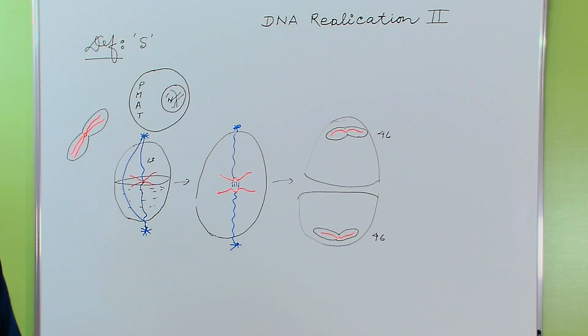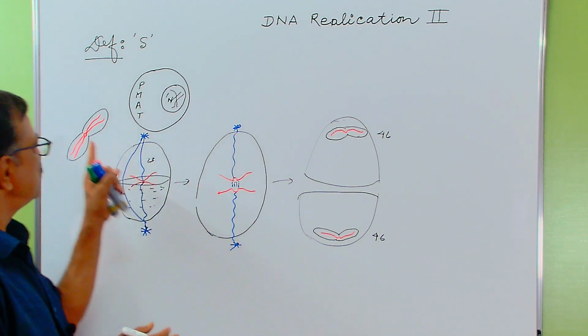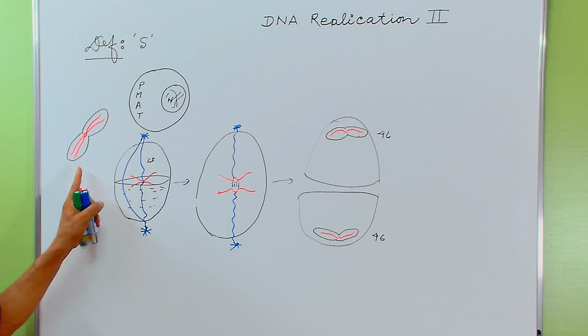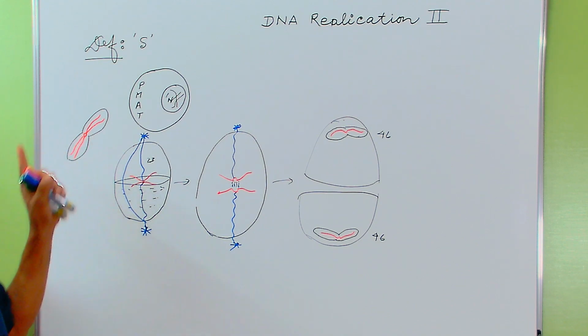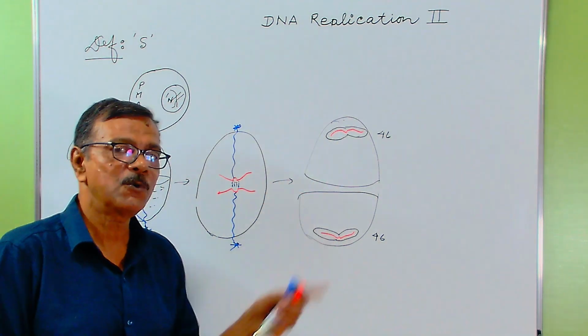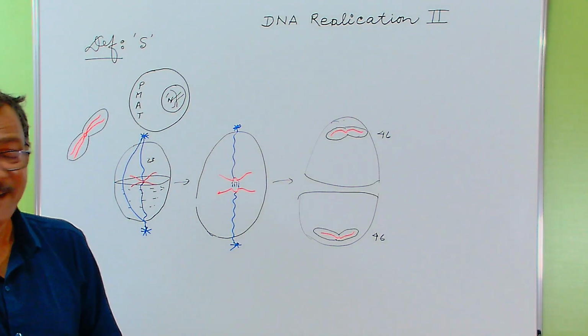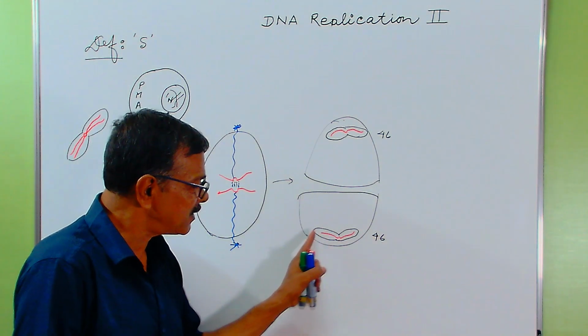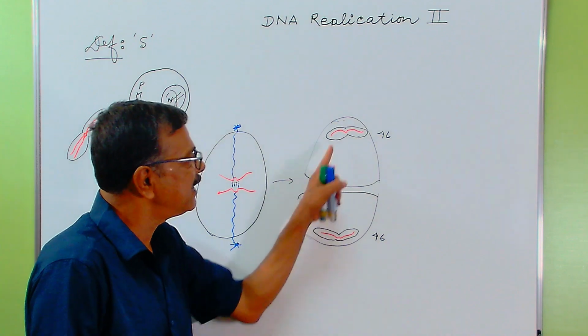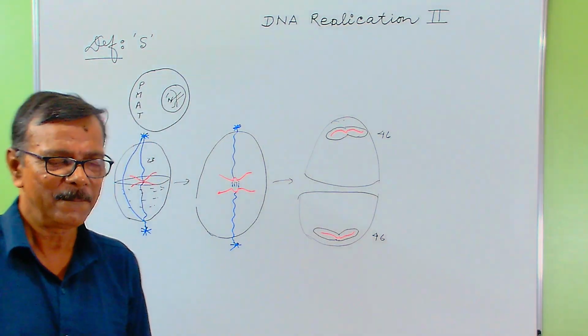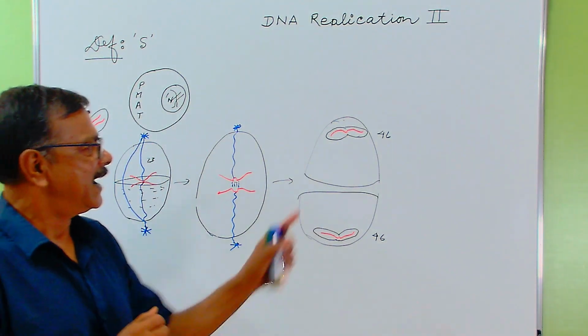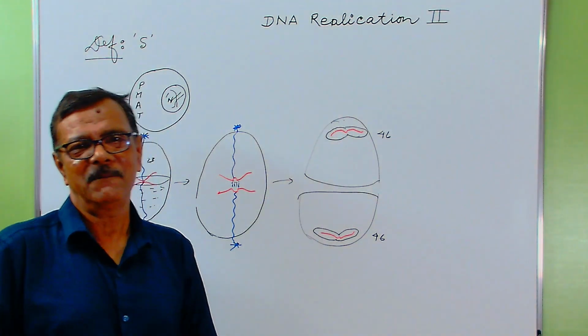Why will they be called chromosomes? Because in a chromosome we have seen that it contains two chromatids. Is it two chromatids here? No. So these 46 chromosomes will have a single chromatid. We know that these chromatids are made up of DNA.